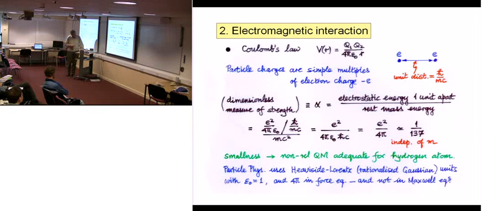The smallness of this thing means non-relativistic quantum mechanics was adequate for the hydrogen atom, and that's why quantum mechanics actually was first found in this situation, talking about the hydrogen atom. So that was a bit of luck, really. Particle physics uses rationalized Gaussian units, called Heaviside-Lorentz units. We've got epsilon naught equal to 1, and the 4 pi's occur in the force equation and not in Maxwell's equation. So that's what's generally used for electromagnetic processes in particle physics.